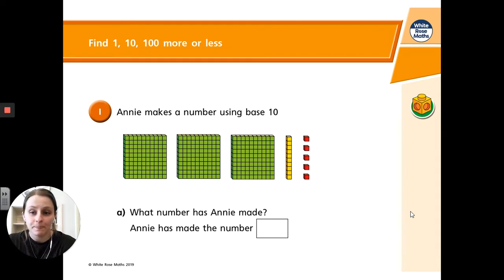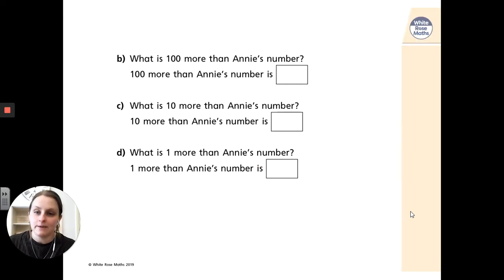So, question 1. Annie makes a number using base 10. So there's your number. So what number has Annie made? Your first task is just write down that number. Now, moving on to the next part. For B, what is 100 more than Annie's number? So you're going to add 100 to that number. Part C is what is 10 more than Annie's number? And D is what is 1 more than Annie's number?